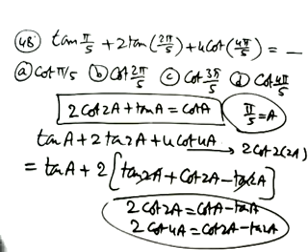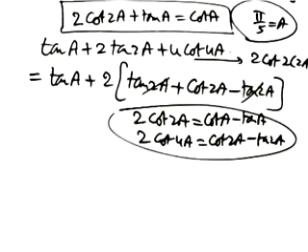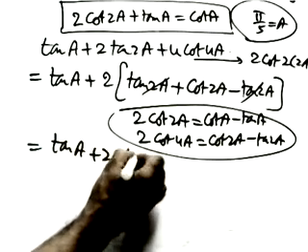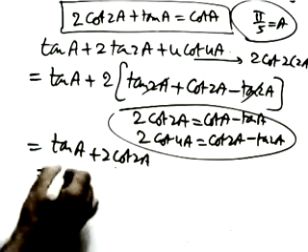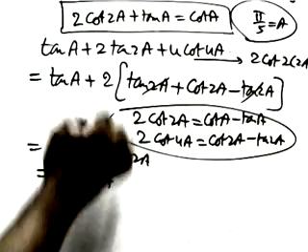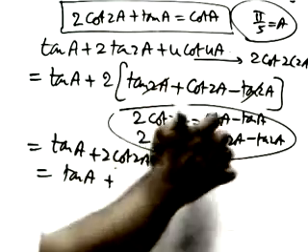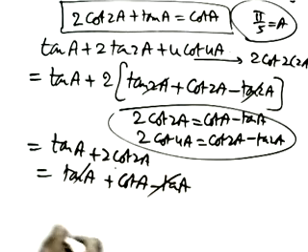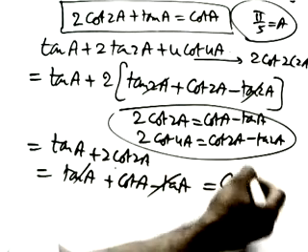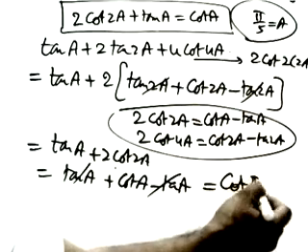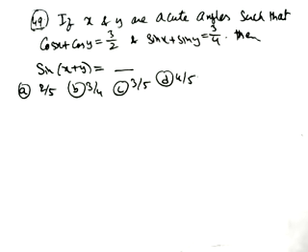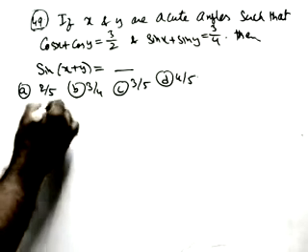Okay, so this plus tan 2a minus 2 tan 2a will get cancelled. Now what is left here? Tan a plus 2 cot 2a. Again, let me use the formula for this. Tan a plus 2 cot 2a, and 2 cot 2a is cot a minus tan a. So this minus plus will cancel. Lastly, cot. What is a here? A is pi by 5. So this will be cot pi by 5.